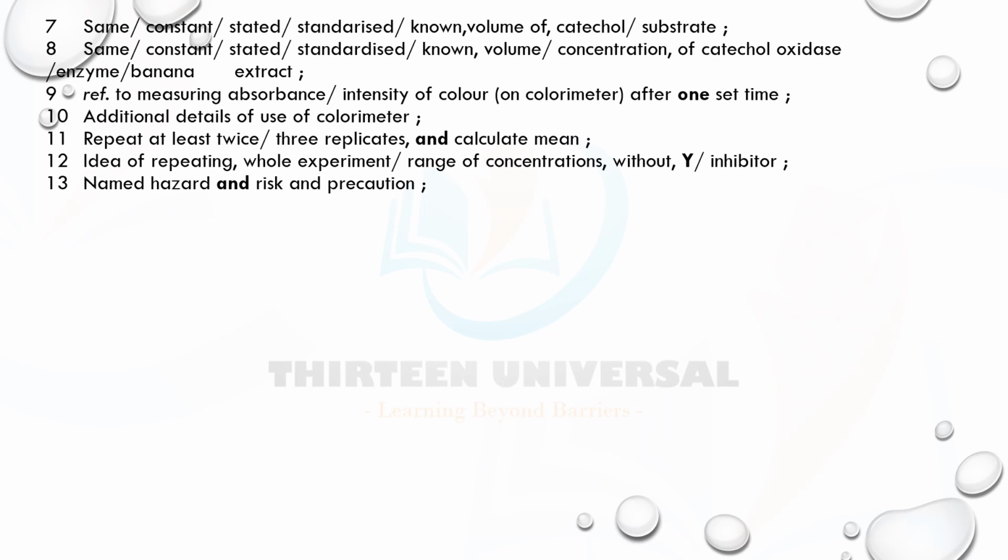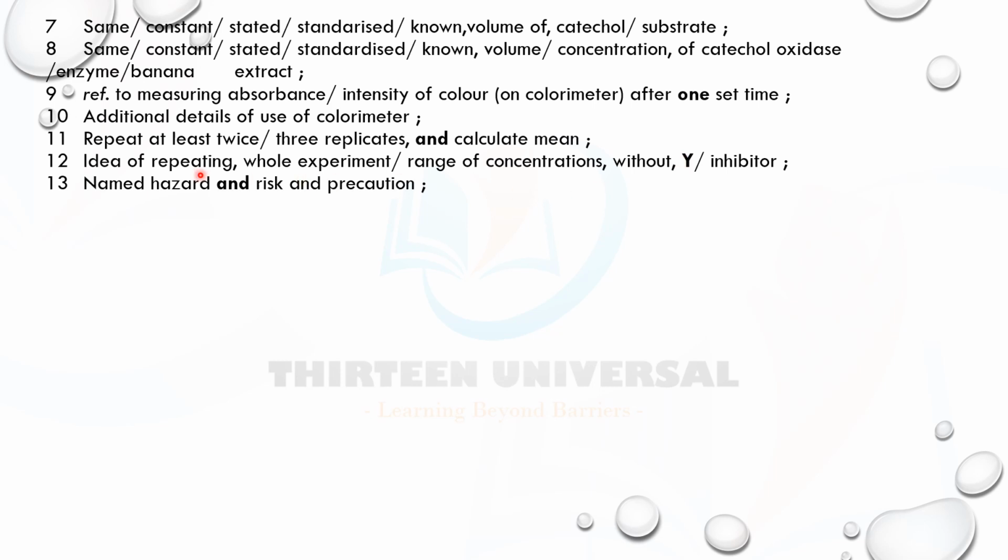All right. So this is repeated. See, number 11, repeated how many times? Twice or 3 times. Calculate the mean. That's for reliability. Idea of repeating the whole experiment: now you have to repeat the whole experiment without the inhibitor. So the first one with the inhibitor, then the whole experiment without the inhibitor. You now compare them, okay, to check the effect of the inhibitor on the absorbance, which represents the rate of reaction.